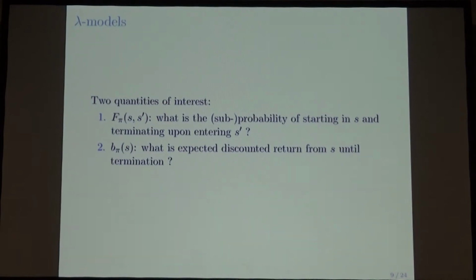So we can define something which I called Lambda Models, but in fact many people have come up with similar ideas under different names, so it's just to keep the terminology consistent. But Lambda Models are in fact what Sutton used to call beta models in 95. Okay, so what we can do with these operators is we can now learn two kinds of models. One model is what I call a transition model. So it answers the question of what is the subprobability of starting in S and terminating in S prime. And similarly, we can have a model for the expected discounted return if you are to start in S and run your process until termination.